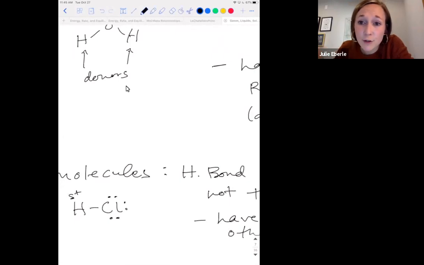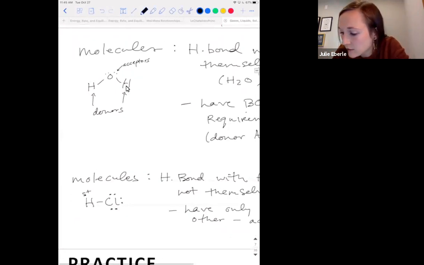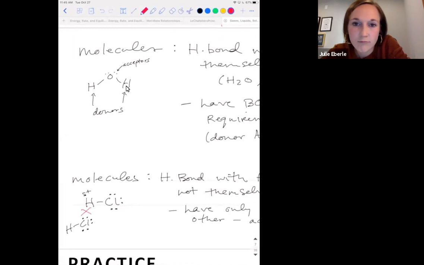But we don't have a donor, or sorry, that is a donor. We don't have an acceptor. We don't have a lone pair on an oxygen, nitrogen, or fluorine. So two molecules of HCl, if we had another one right here, they cannot hydrogen bond. These lone pairs on the chlorine do not allow for hydrogen bonding.